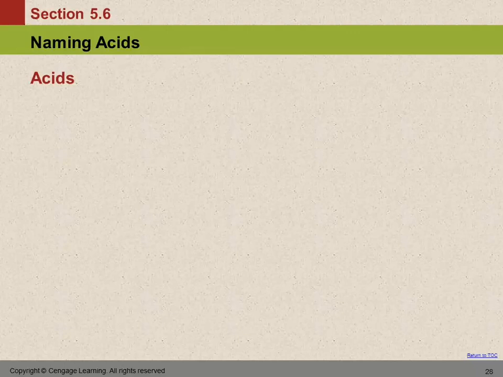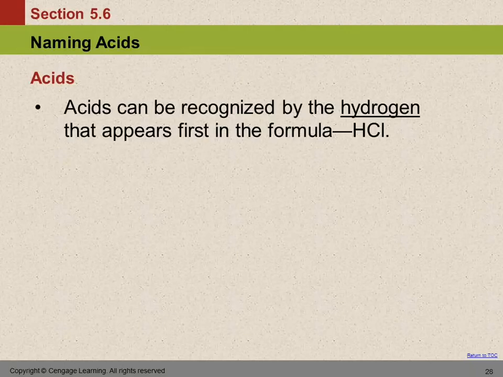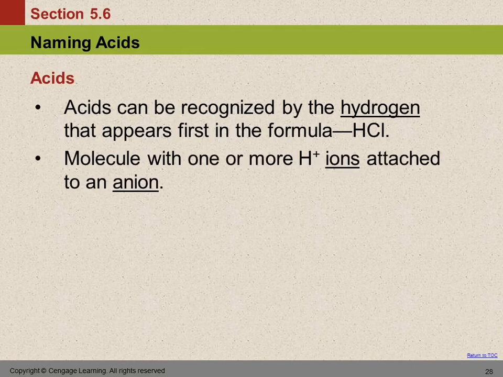Section 5.6, naming acids. Acids are easy to recognize because they start with hydrogen. So if it starts with hydrogen, it's an acid. Bang, done. We can think of acids as being a molecule that has hydrogen ions attached to an anion.